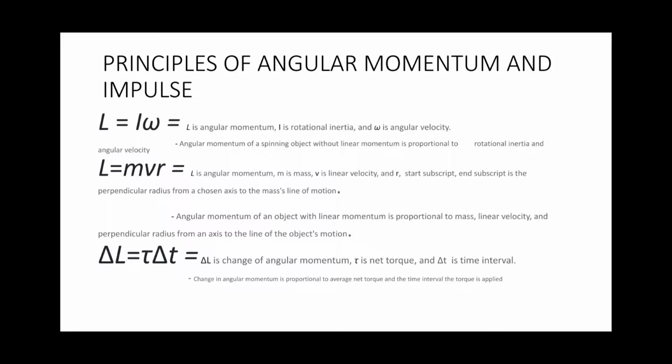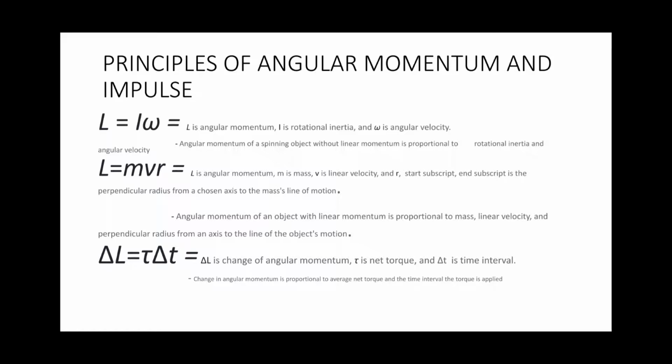For the next topic, we will talk about principles of angular momentum and impulse. L equals I omega. L is angular momentum, I is rotational inertia, and omega is angular velocity. Angular momentum of a spinning object without linear momentum is proportional to rotational inertia and angular velocity.